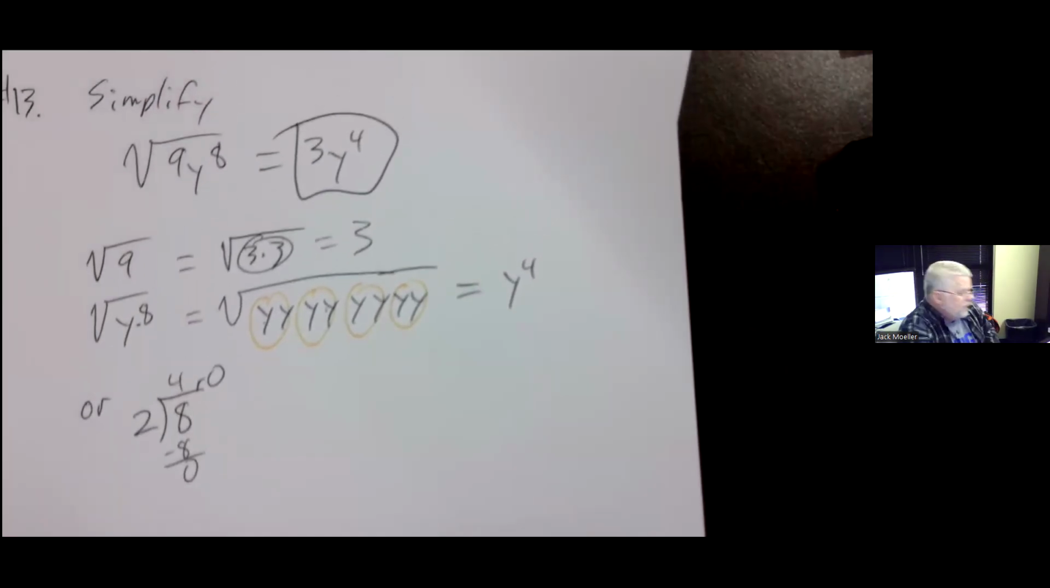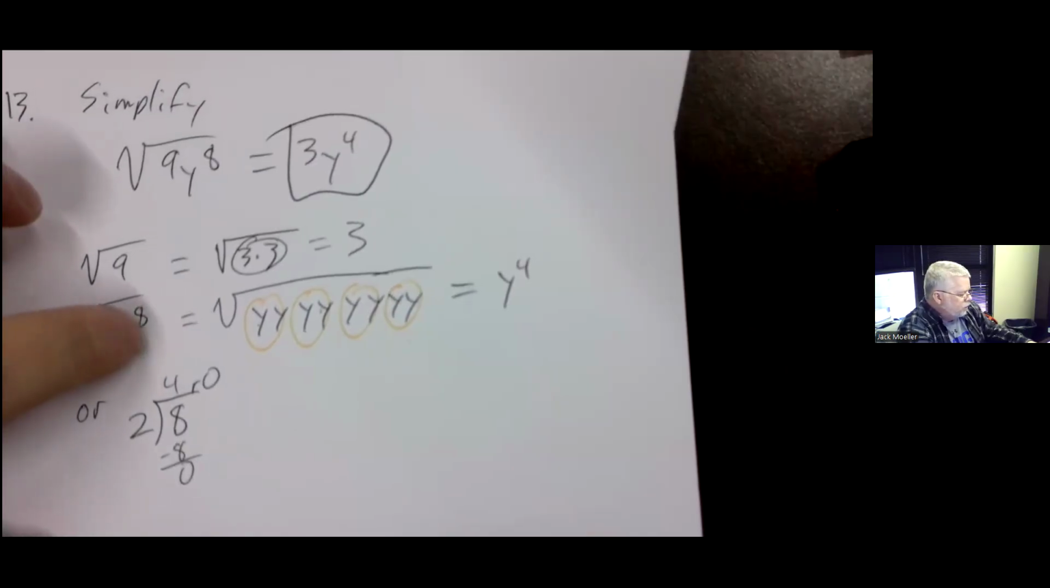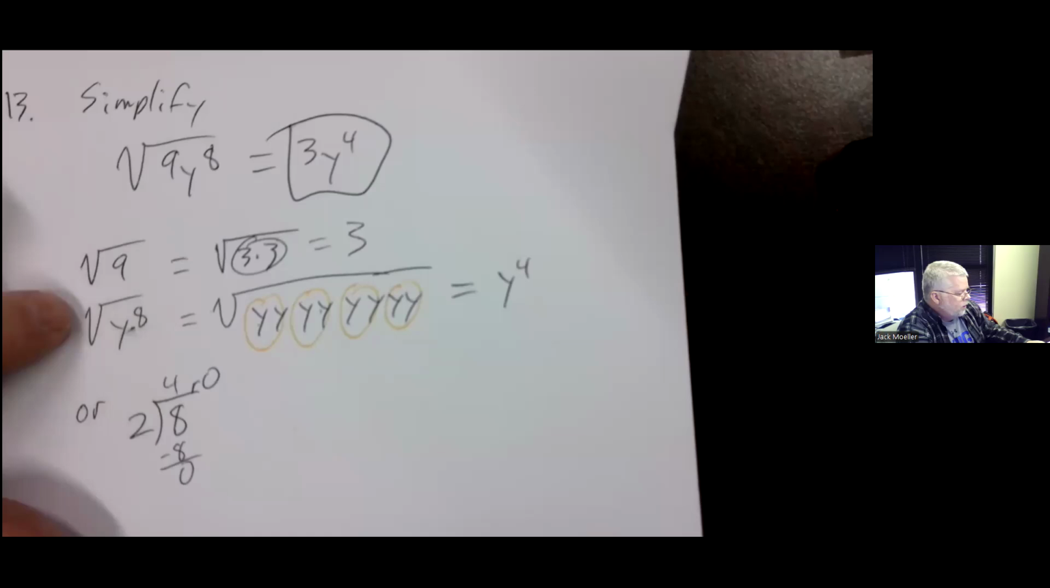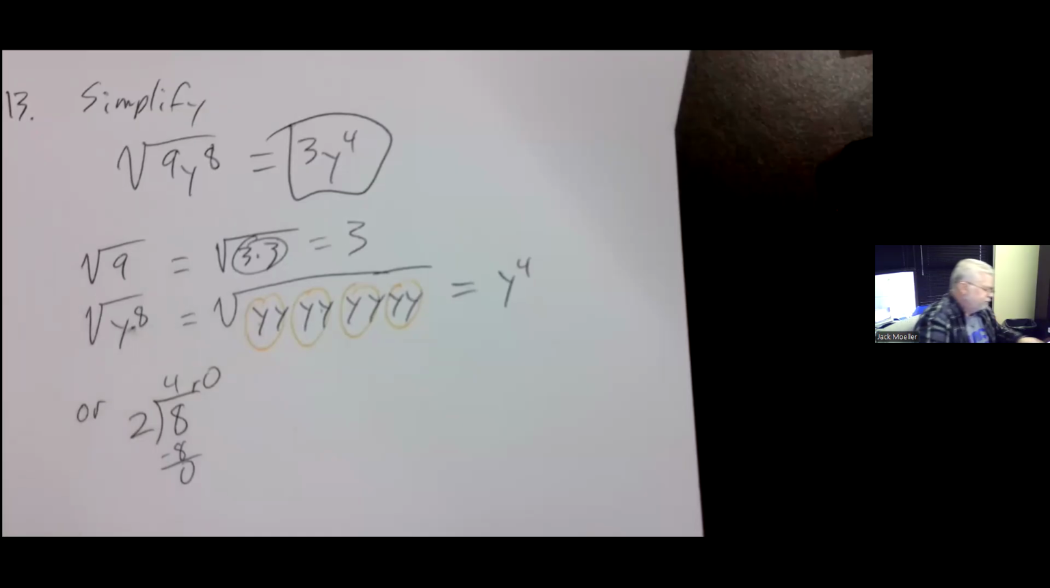The main thing you have to be careful of with the grouping method is, are you doing square roots or cube roots or fourth roots, whatever? So if it's square root, you're looking for pairs. If it's a cube root, you're looking for triplets. If it's a fourth root, you're looking for them in groups of 4, and so on.